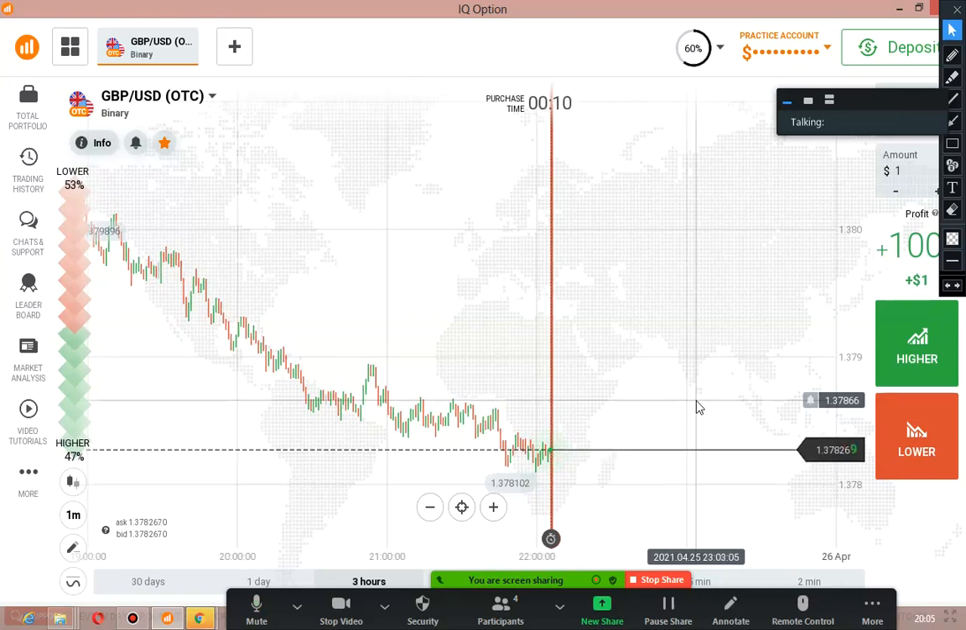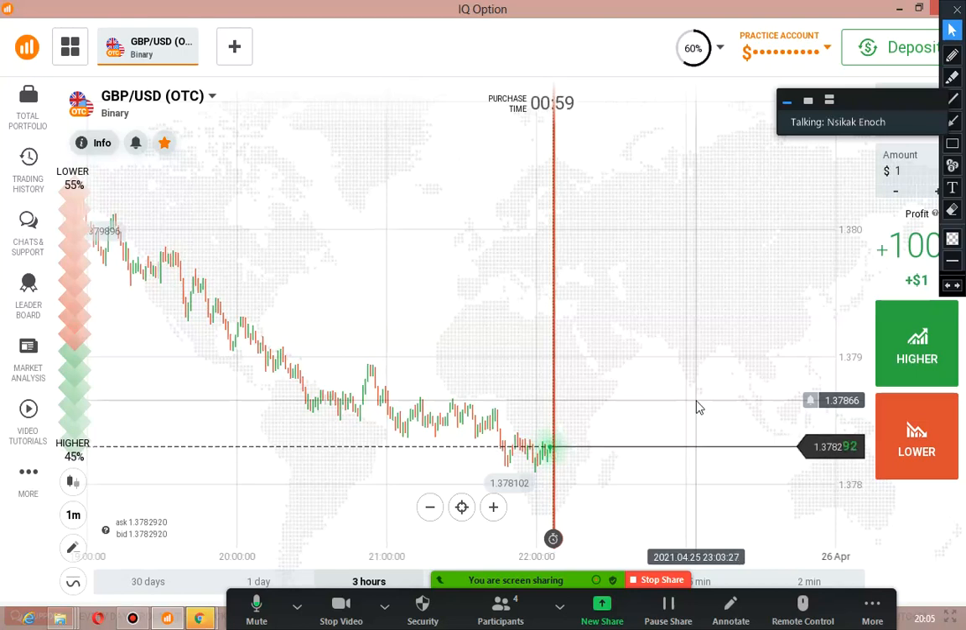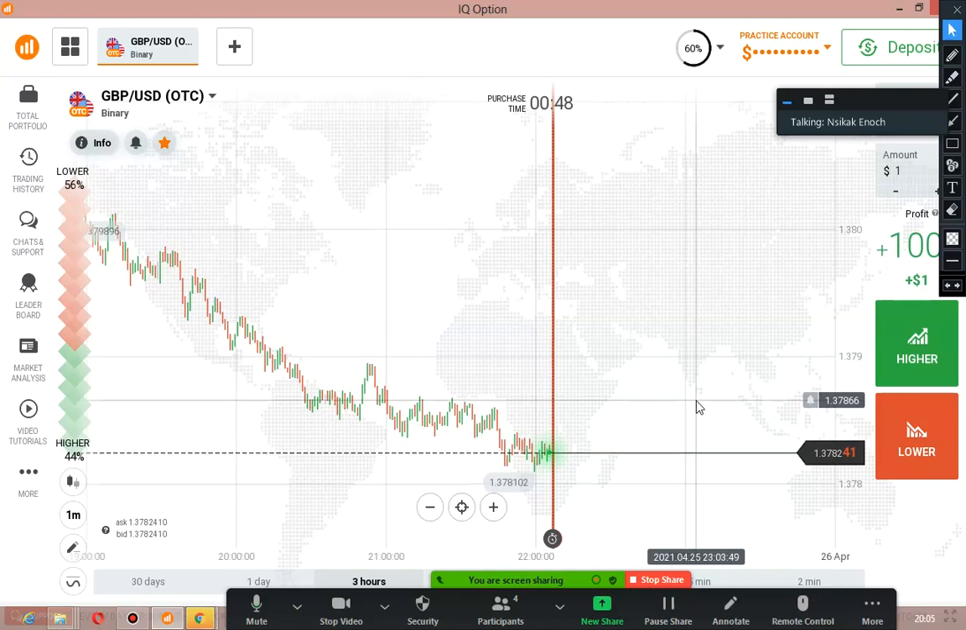Probably there might be some things that are not yet known to you about why you lost such a trade. And with some of these patterns, I'm going to show how you will enter a trade with 5 minutes expiry time, and also 1 minute candlestick.